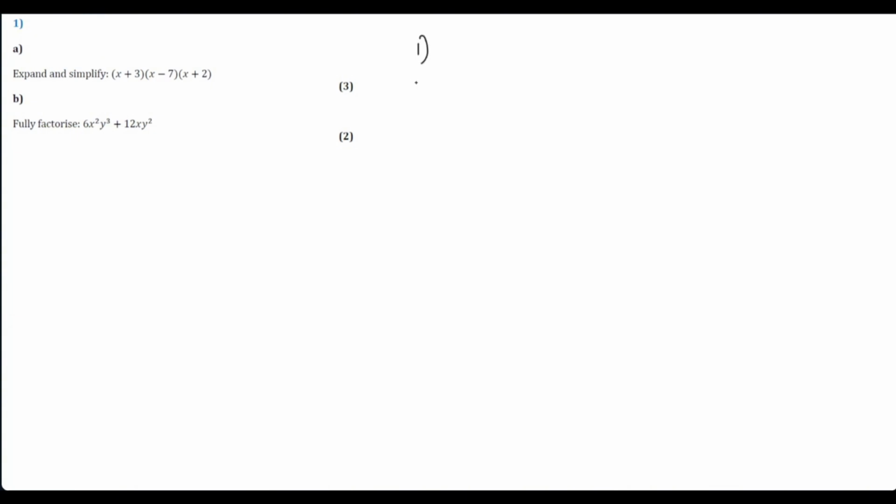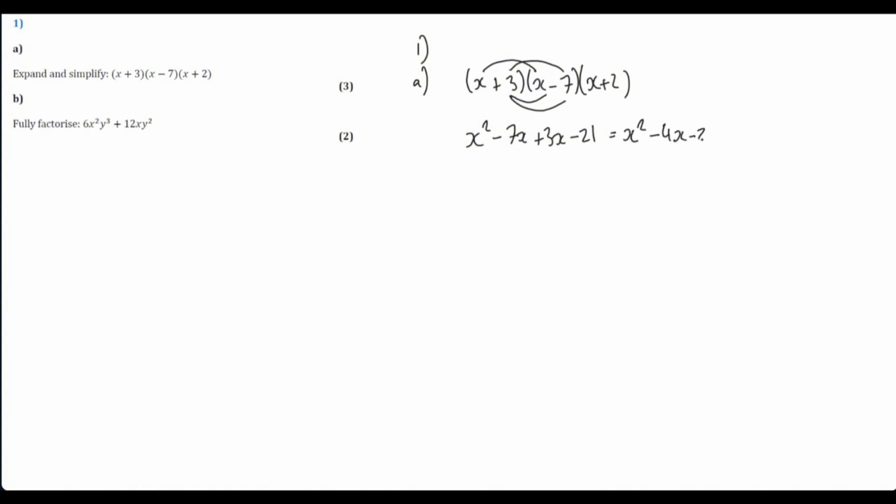We have triple brackets here to expand and simplify. I'm just going to use the arrows method, getting from one to the other. And I recommend just doing two brackets first. So I'm just going to do this and multiply out these. So x squared minus 7x plus 3x minus 21. I'm just going to simplify this. X squared minus 4x minus 21.